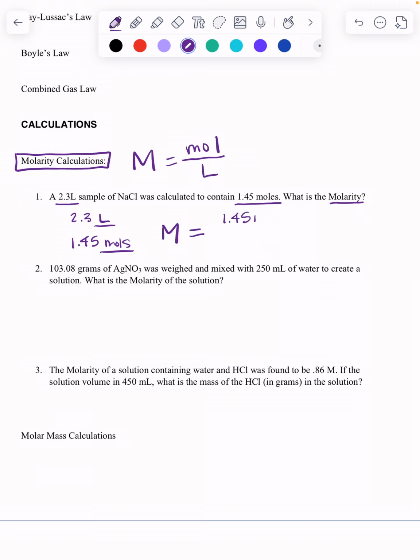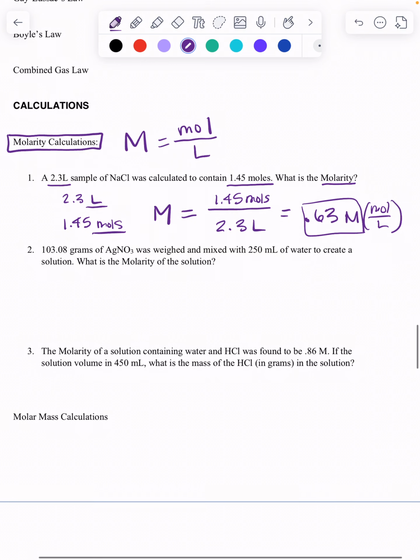So it'll be 1.45 moles over 2.3 liters. So then you just plug it into your calculator, and I'm coming out with 0.63 molarity, or moles per liter. And this is my answer, 0.63 molar. Amazing. So this was a simpler one. This was a simpler one, you know what I mean? But let's move on to the next one because it's not always that simple, right?